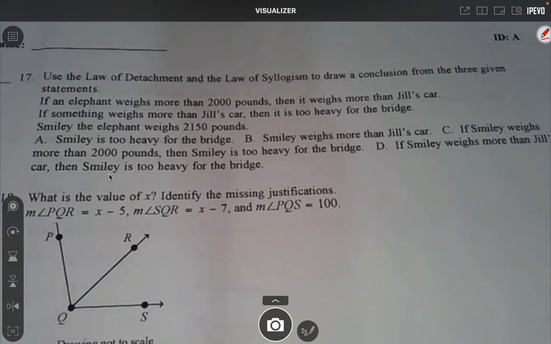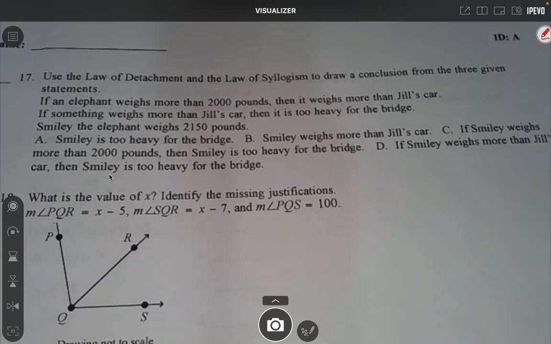It gave you the first part, so you don't write that. So, Smiley the elephant weighs 2,150 pounds. So, what can you say? 2,150. Okay, so what can you say about it? He's too heavy. He's too heavy for the bridge. It's A. Okay? You're not going to say C. It's not C. It's not asking, if they give you this front part, what can you conclude? This doesn't say if Smiley weighs that. It says Smiley weighs that. So what can you conclude? He's too heavy. It's telling you he weighs that, not if he weighs it.